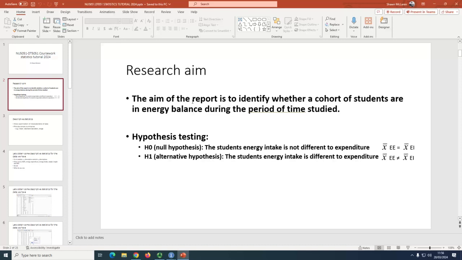And you see that we've got two hypotheses there. You've got a null and alternative. The null hypothesis is always associated with no difference, no association. There's nothing special happening there, and nothing interesting. It's just there's no difference. So our null hypothesis is that the energy intake is not different to expenditure, that our students are in energy balance.